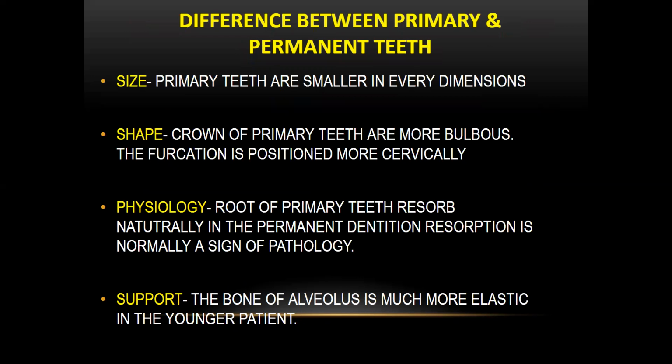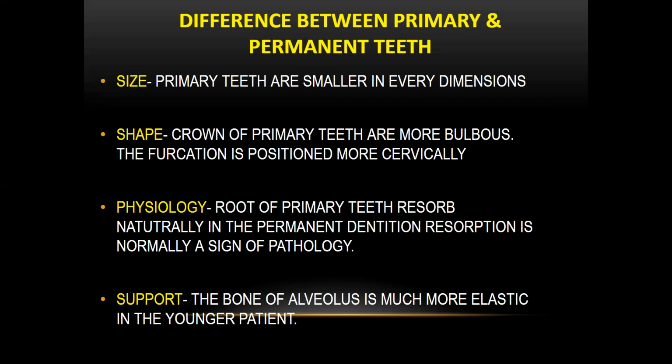For proper removal of the primary teeth, you need to know the differences between primary and permanent teeth. See how it is going to be helpful in your extraction. I'll be dealing with it in later slides. The size of the primary teeth is smaller in every dimension. The shape of the crown of primary teeth is more bulbous. The furcation is positioned more cervically, so you have to have wider beaks for the primary forceps, and you should not place them deep because the furcation is positioned more cervically. You might inadvertently touch the permanent tooth bud.